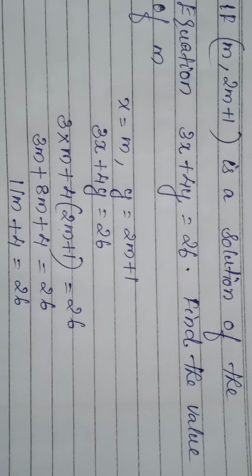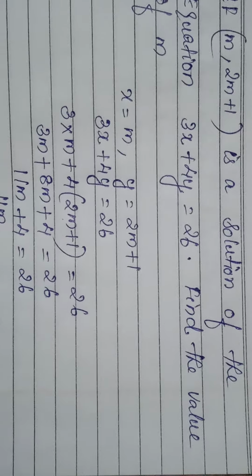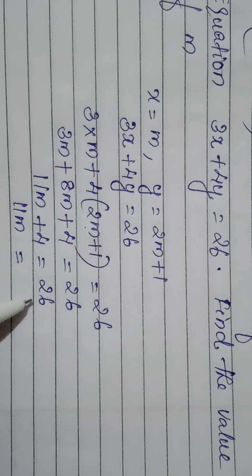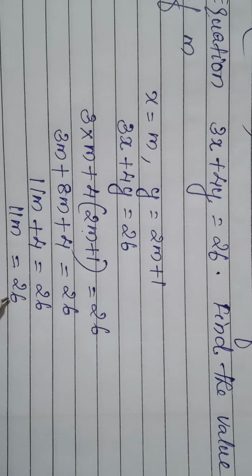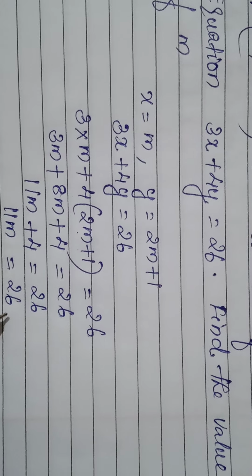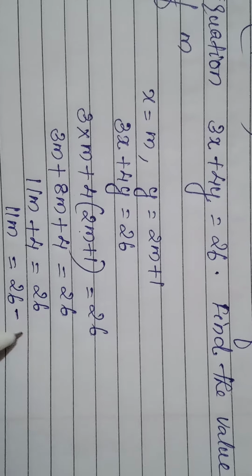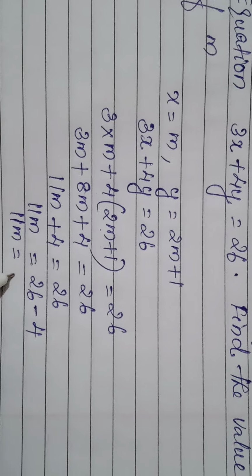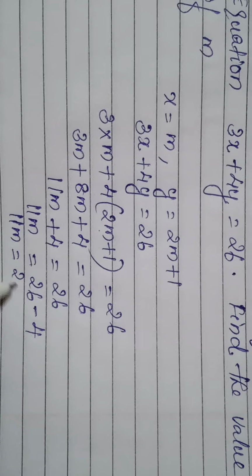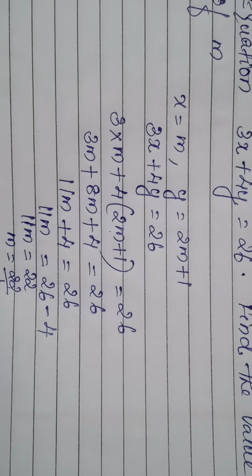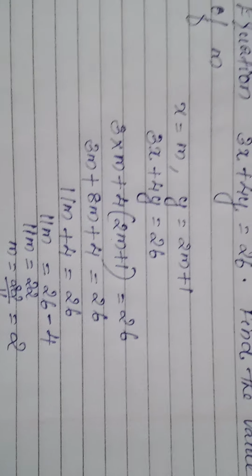Then we have to find the 11m. Because variables always come on the left side and the constant will be on the right side. The constant here, 26, is there. Plus 4 will go from the LHS to the RHS. While transposing it, the sign will change. It will be minus 4. So 11m is equal to 26 minus 4, that is 22. Understood? So m is equal to 22 by 11, that is 2. Understood?